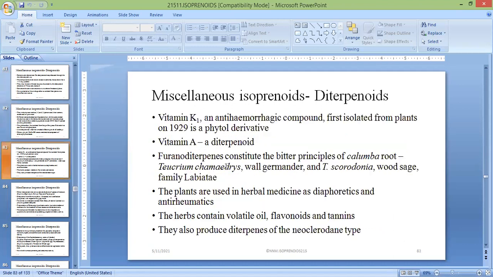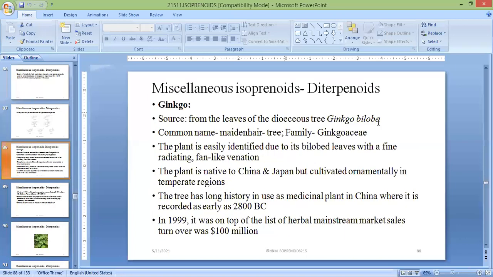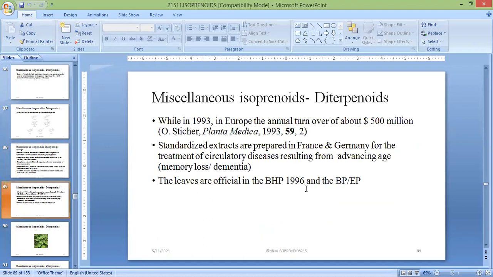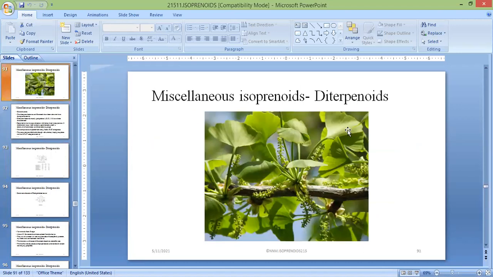This is just a lot of stuff about them, but the most important thing is ginkgo biloba, and it gets that name because its leaves are bilobed. So you can remember ginkgo by that. Here you can see it, there's a lobe there. We get our drug, our ginkgo, from the leaves of the tree, ginkgo biloba.